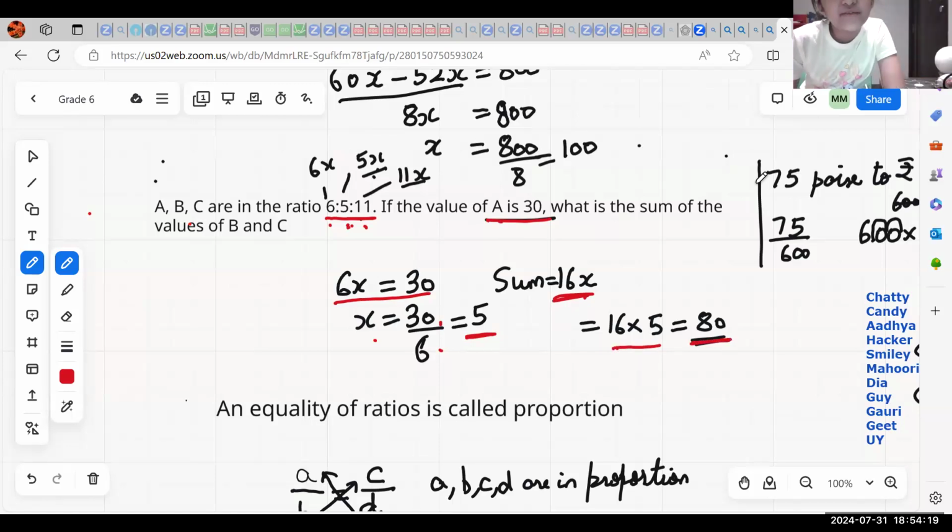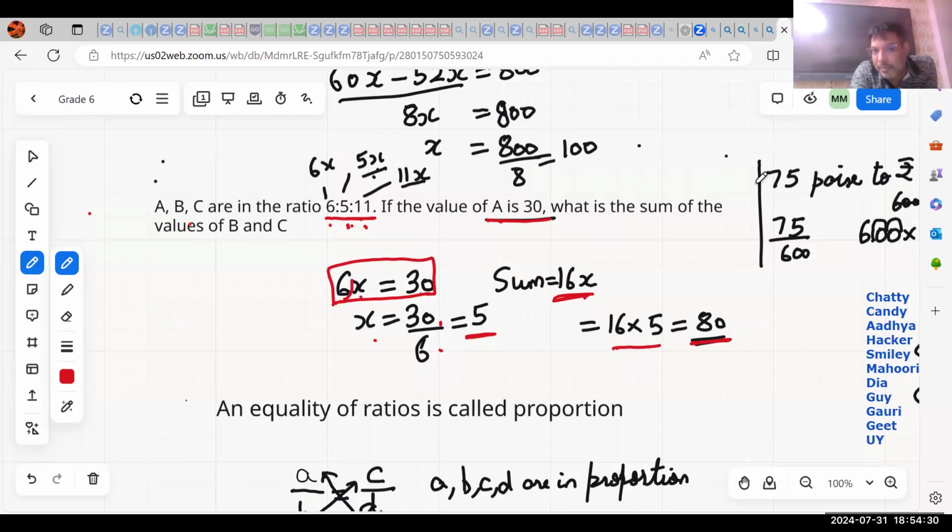Sir, but why did we divide 30 by 6? Beta, this we learnt in linear equations. If 6 into x is 30, so 6 is in multiplication. It will go to the other side and become division. If 4x is equal to 28, let's say, so 4 will go to the division, it will become 28 upon 4, which is equal to 7.